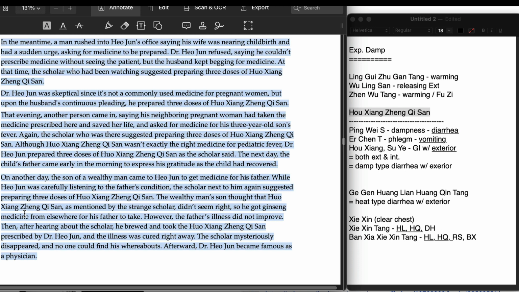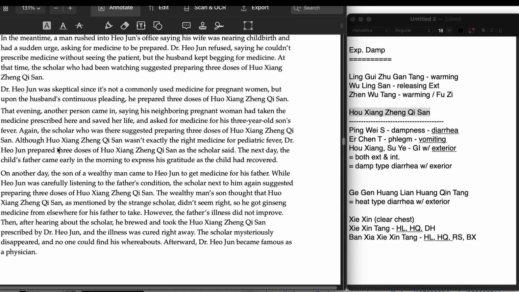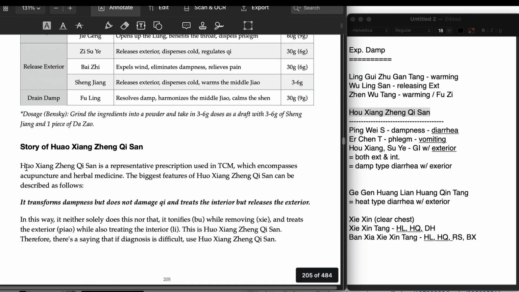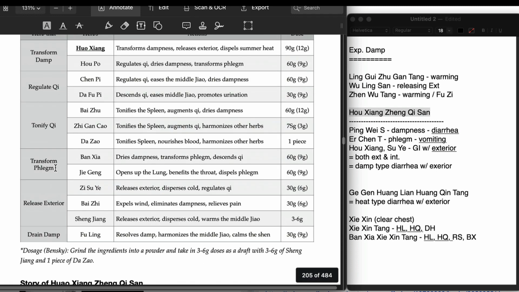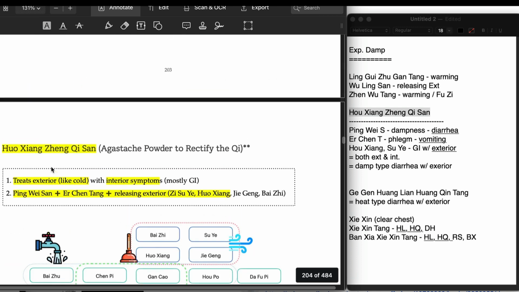So this Huo Xiang Zheng Qi San story tells you Huo Xiang Zheng Qi San is very neutral. It can be used practically regardless of heat or cold and excess or deficiency, as long as there are exterior symptoms and dampness and phlegm. And this is also a commonly used formula for IBS symptoms. And this is my beloved formula in my clinic, Huo Xiang Zheng Qi San.